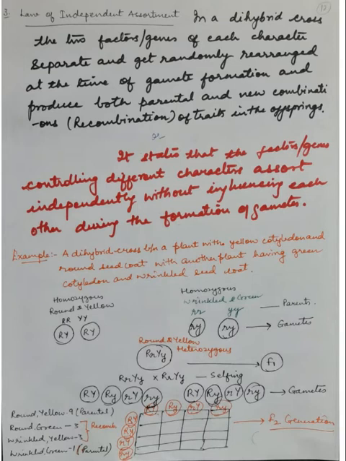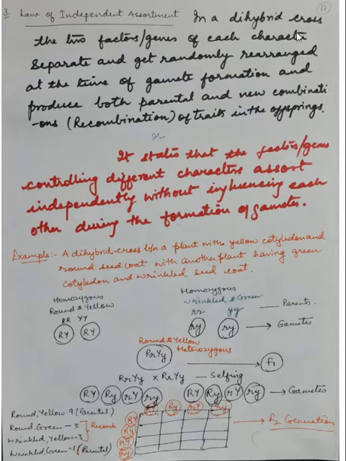Hello children. Now in this video we will take the third law of inheritance, that is the third law of Mendel, and it is the law of independent assortment. So how do we define this law? In a dihybrid cross, the two factors or genes. I told you once again that the term gene was taken by Johansen, whereas Mendel used the term factors for genes. So whether you write gene or factor, it is the same thing.